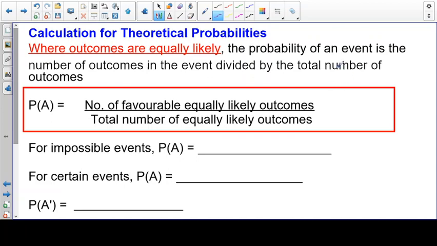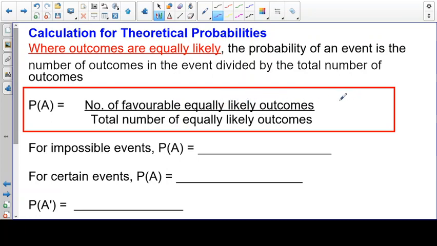How to calculate a theoretical probability? Well, you know this already. Where outcomes are equally likely, the probability of an event is the number of outcomes in the event divided by the total number of outcomes. And we call the ones that we want to get the favourable outcomes.